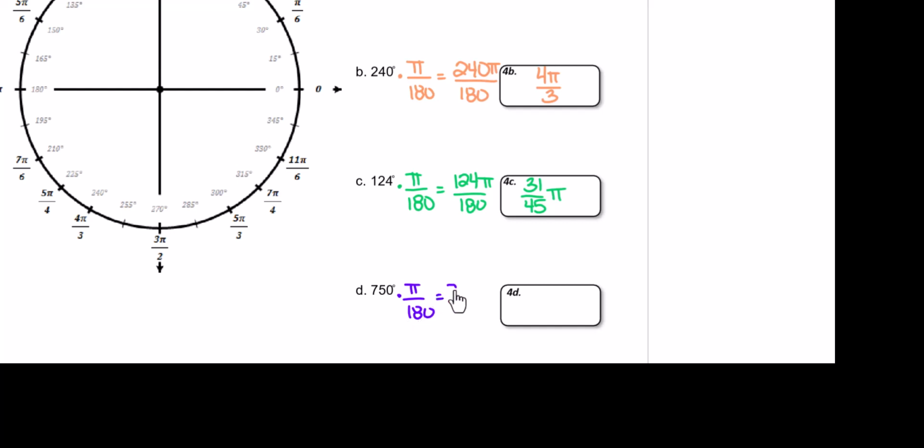So here I have 750 pi over 180. The zeros can go away, so really I just have 75 over 18, and I want to reduce that. Both of those can reduce by 3, so 25 over 6. So 25 pi over 6 radians.